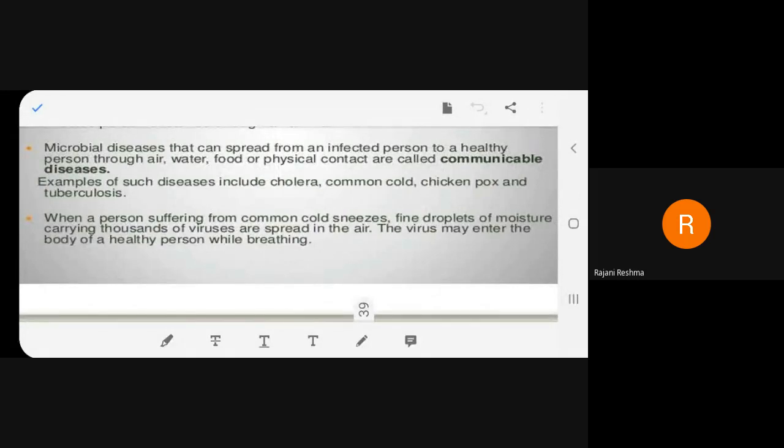Microbial diseases. Microbial diseases are diseases that can spread from an affected person to a healthy person through air, water, food or physical contact are called communicable diseases.